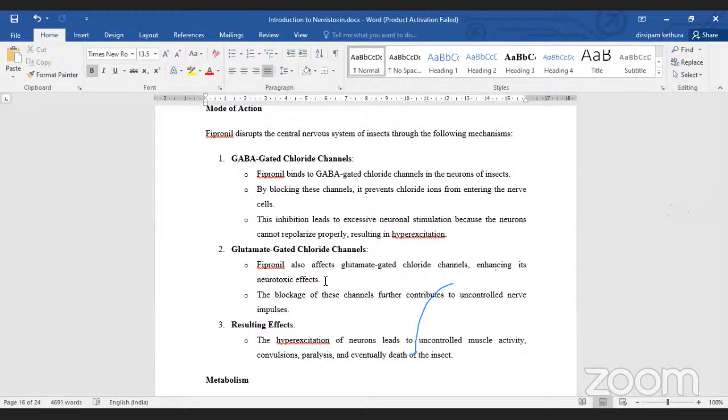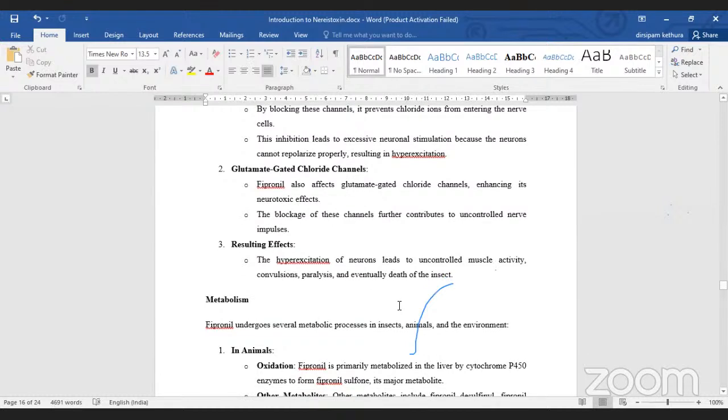This fipronil molecule goes and binds to the GABA-gated chloride channels in the neurons and blocks the channels so that it can prevent chloride ions from entering the nerve cells. And when it gets inhibited, that leads to excessive neuronal stimulation because the neurons cannot repolarize properly, which results in hyperexcitation. And coming to the next one, the glutamate-gated chloride channel.